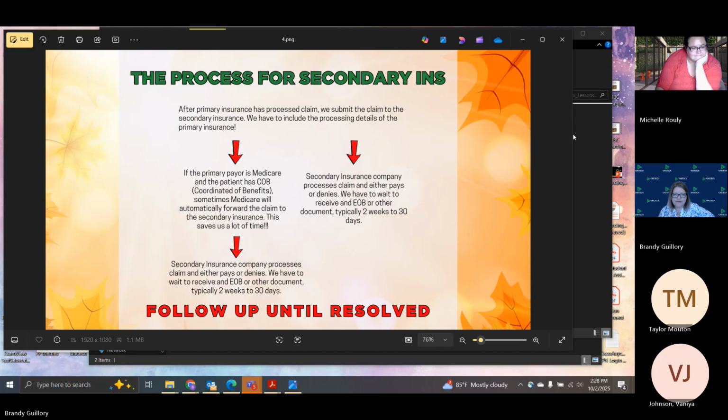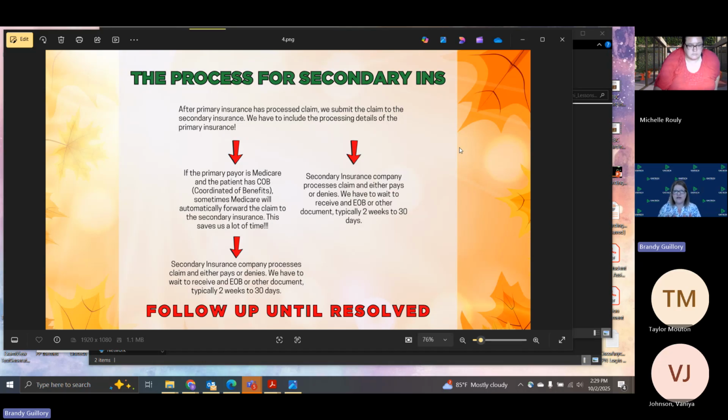So if it is not Medicare and it is not automatically sent, it'll go this second way. All right. And basically what we have to do, it can be done electronically. I think through most websites now, especially like Blue Cross with their Island Blue website, if Blue Cross is secondary, I believe you can submit the claims and their primary EOBs on there.